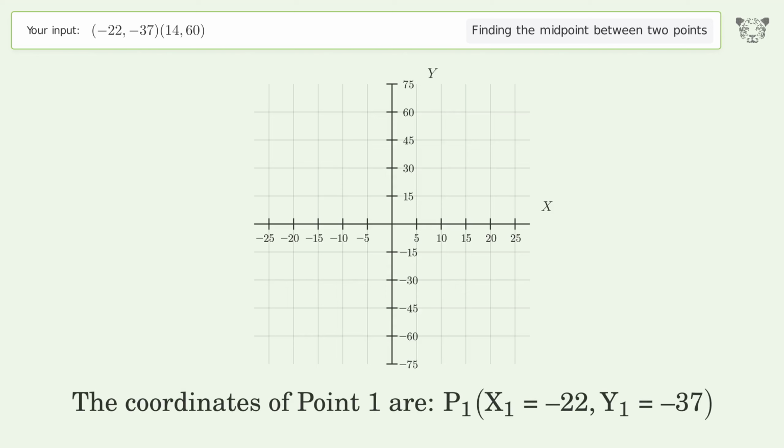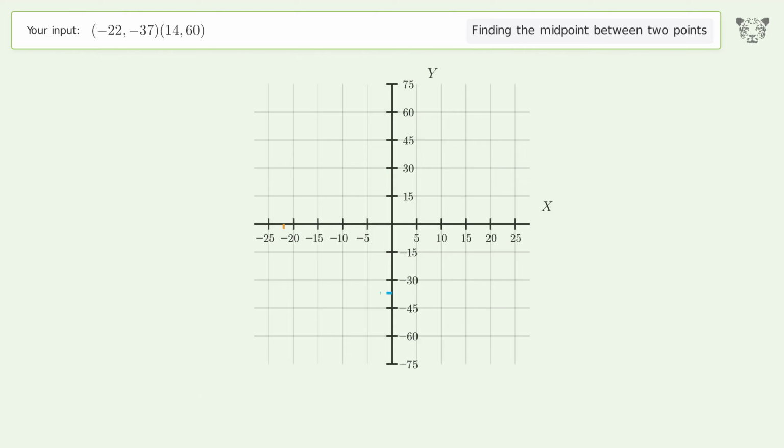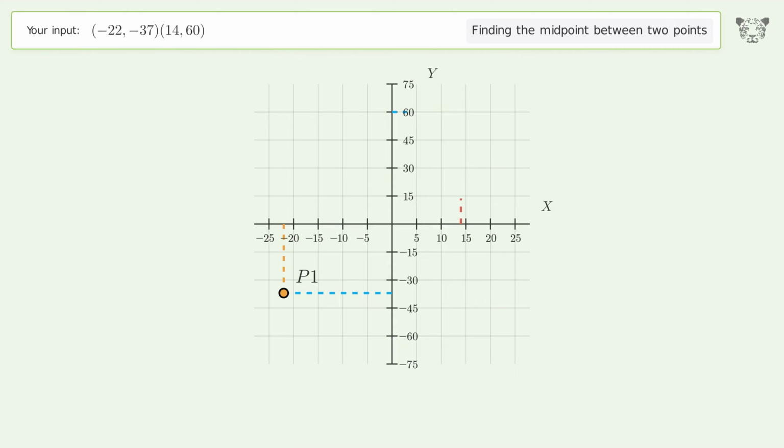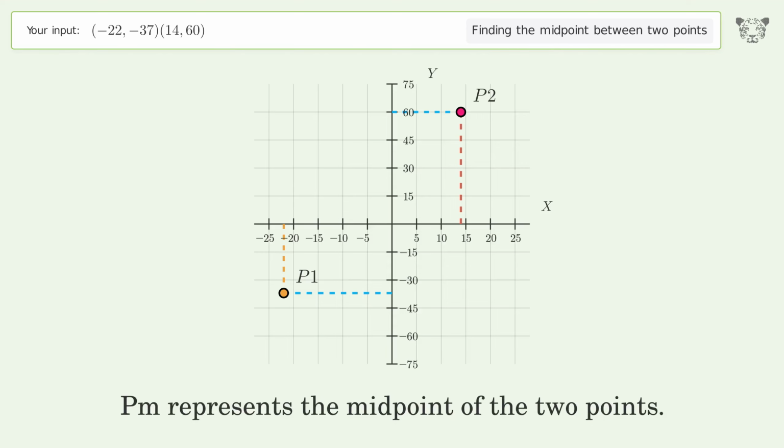The coordinates of point 1 are, x1 equals -22, y1 equals -37. The coordinates of point 2 are, x2 equals 14, y2 equals 60. PM represents the midpoint of the 2 points.